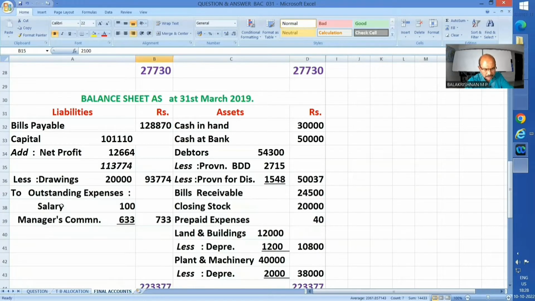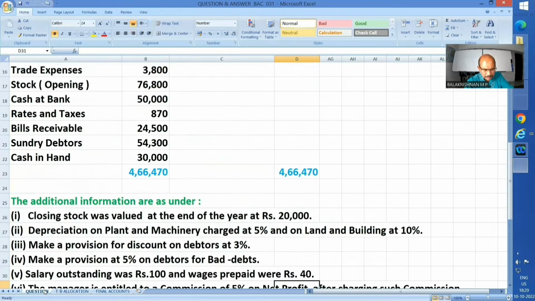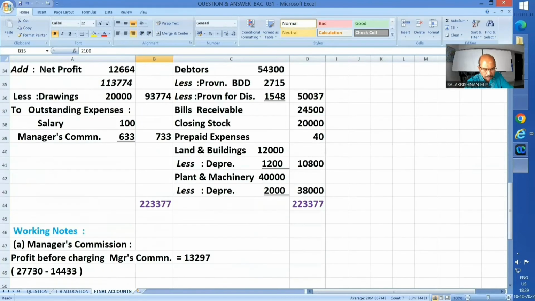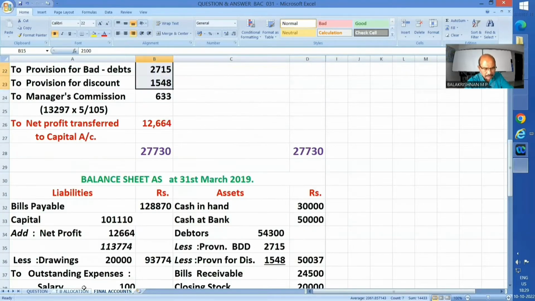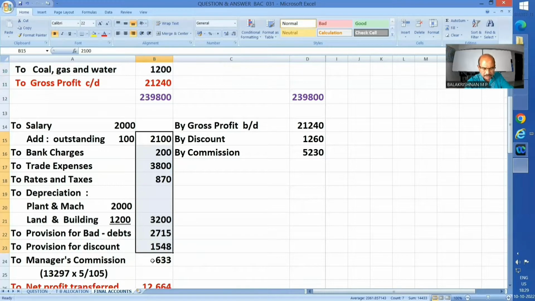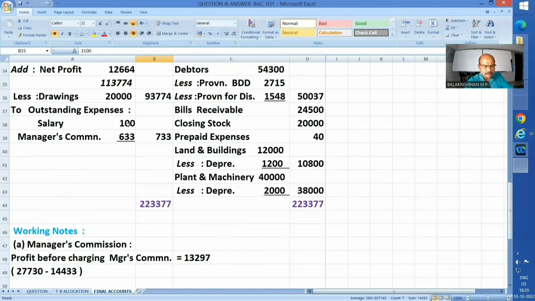So salary 100, and the other thing we have to keep in mind is this managerial commission we have arrived at above. This is due only. We have not paid it. The managerial commission we have arrived at here is 633. After all, any adjustment has to come in two places. This managerial commission is to be given to the concerned manager. So it's an outstanding liability. Hence, it also comes here. So total outstanding expense is 733.